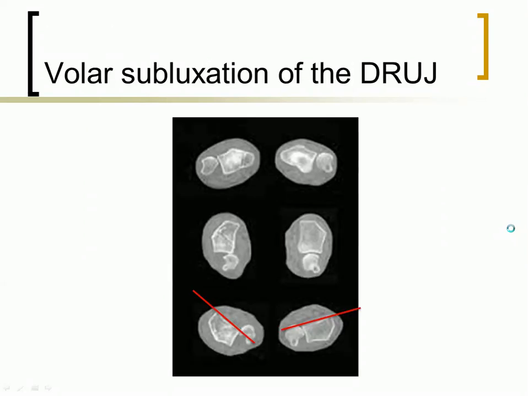Here is an example of volar subluxation in supination. Looking at the bottom two images, the image on the right is normal, and the image on the left shows a volar subluxation of the ulna. Though really the radius is the one moving, we define the direction of instability based on the direction of the ulna.